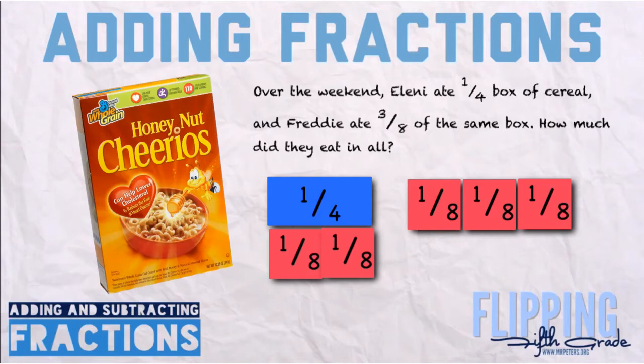And when we're figuring out our final answer, we can just count the amount of 8s. 1, 2, 3, 4, 5. So they together ate 5/8 of that box of cereal.